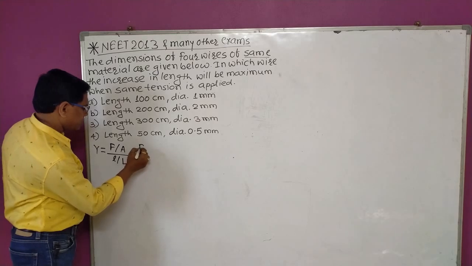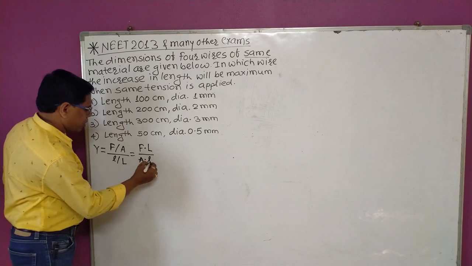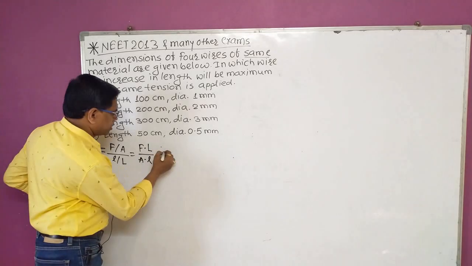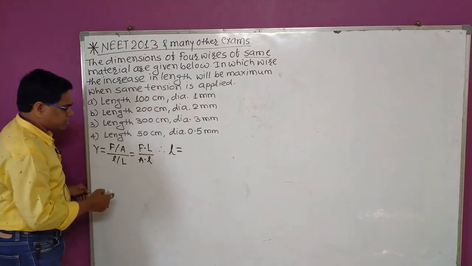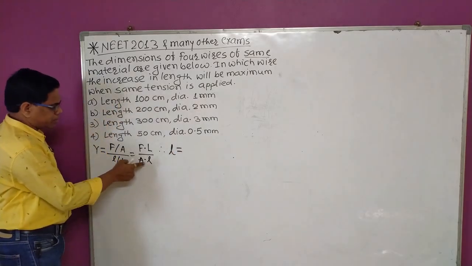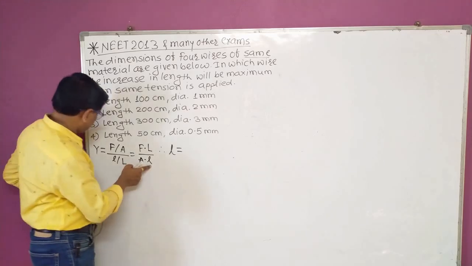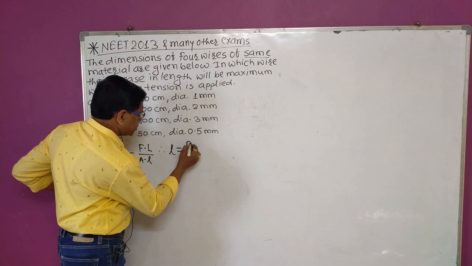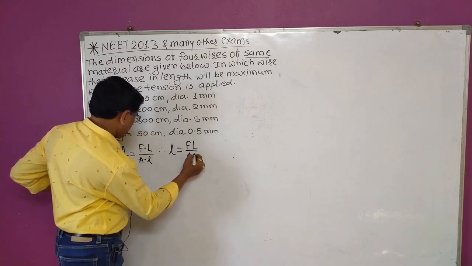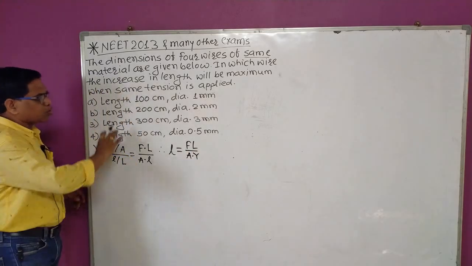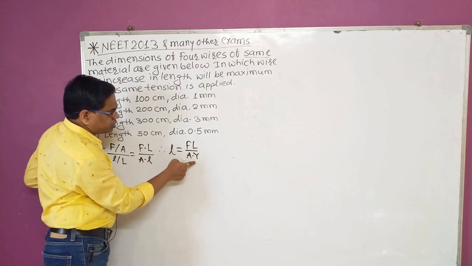So this is equal to F into original length upon A into elongation. From this we get the elongation produced in a wire, small l, is equal to FL upon A into Y. The l is divided here; when brought to this side it becomes multiplied, and the Young's modulus when brought to this side becomes divided. So for all these 4 wires the tension and the Young's modulus are the same.